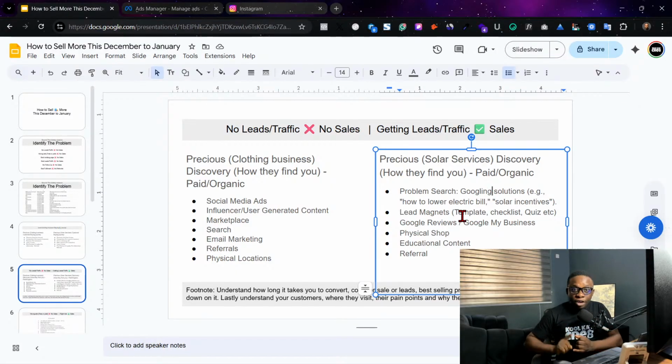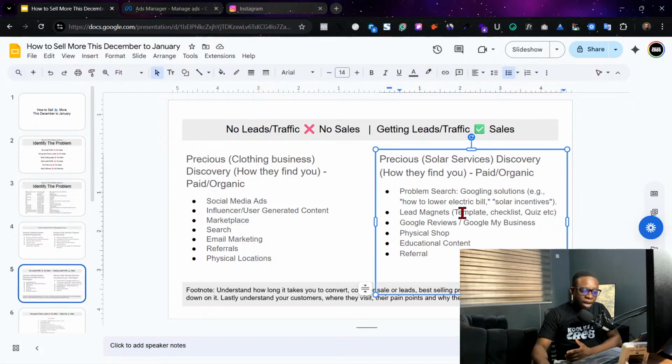If you are doing search engine optimization, meaning you are writing blogs and optimizing your site very well, people will find you through your content. Search and look for problems, like the example I gave, how to lower electricity bill. Look for what people are looking for. There are many tools out there that can help you, and I'm going to talk about more of the tools you can use. Then social media, YouTube, and the rest.